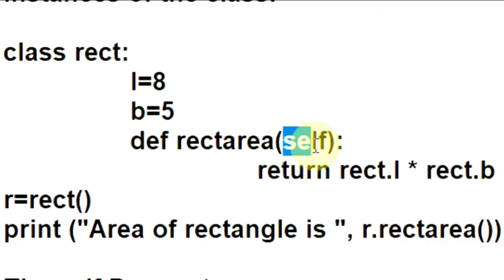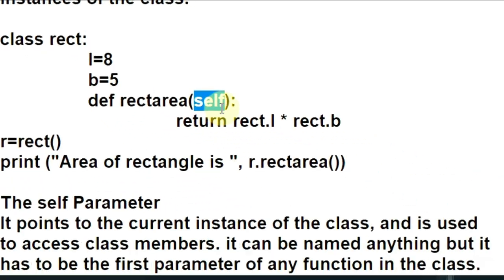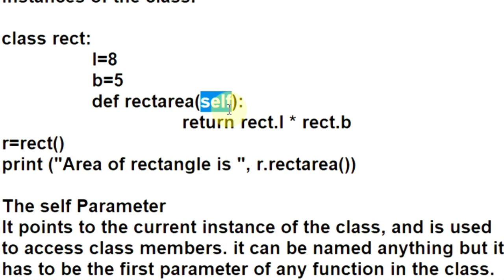Now what is this self? See, when any object invokes any function, it sends itself also as a first parameter in the function. So this self refers to the object which has called this function. R has invoked this rect area function. So this R is sending itself to the function. So this self is pointing to R.